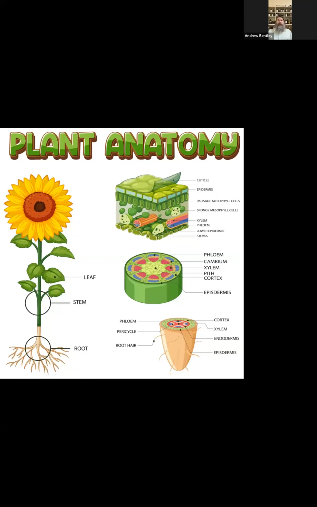So let me just find the first one of these that I want to look at with you. Do a little share content thing. So this is some basics of plant anatomy. And if you look over at the sunflower on the left, you'll see a couple of different sections. There is the leaf, the stem, and the root. And then, of course, at the top, there's the flower.